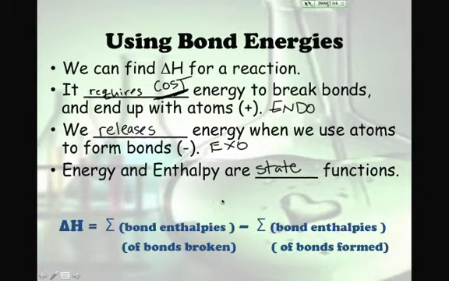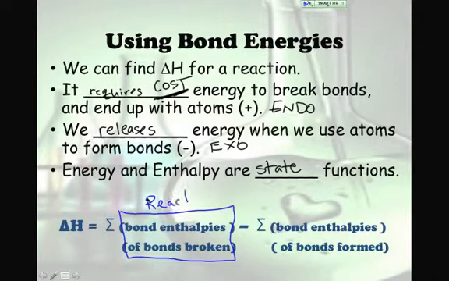So to find bond energy, here's what we're going to do. We find the sum of the bond enthalpies of the bonds broken. Remember, we're breaking bonds on the reactant side, and subtract from that the sum of the bond enthalpies of the bonds that are formed when we make products.